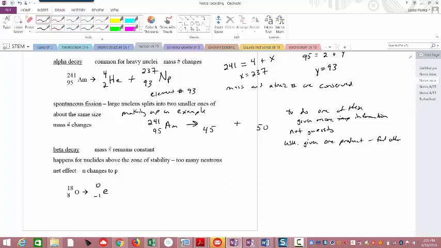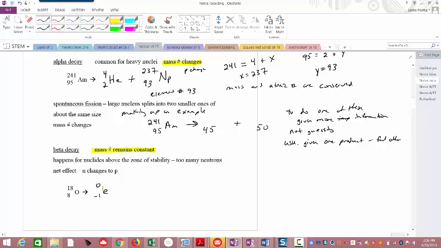Okay, now notice in your alpha decay that your mass number changes. Okay, 241 to 237. And your number of protons change. Okay, now look in beta decay.